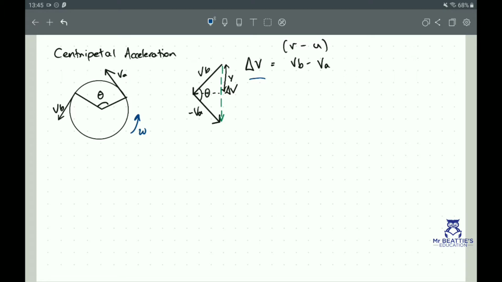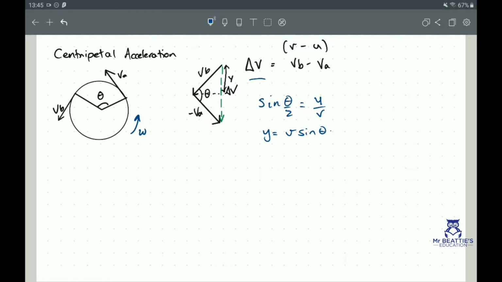Now if we were to draw a line to bisect the hypotenuse there, we would be creating two smaller triangles, and we can work out the length of y using those smaller triangles. In that case, sine theta over 2 would be equal to y over v. If we rearrange that for y, y is equal to v sine theta over 2. So our total equation for delta v would be 2v sine theta over 2. We're going to call that equation 1 because it's going to become really important.